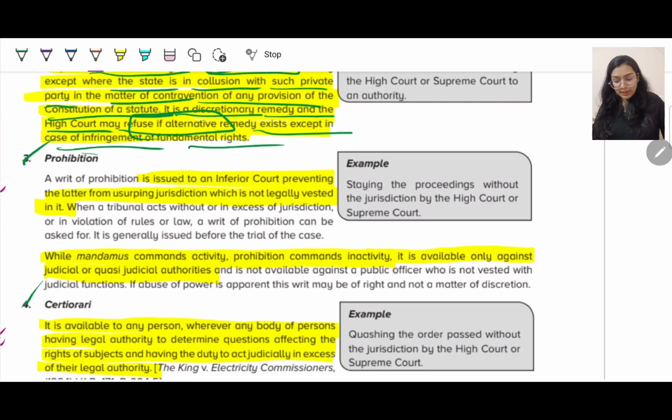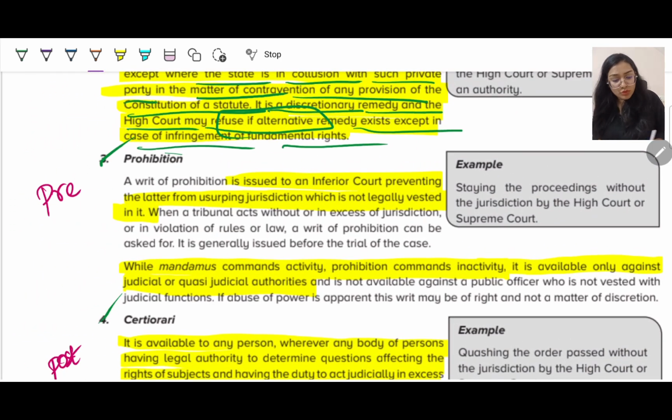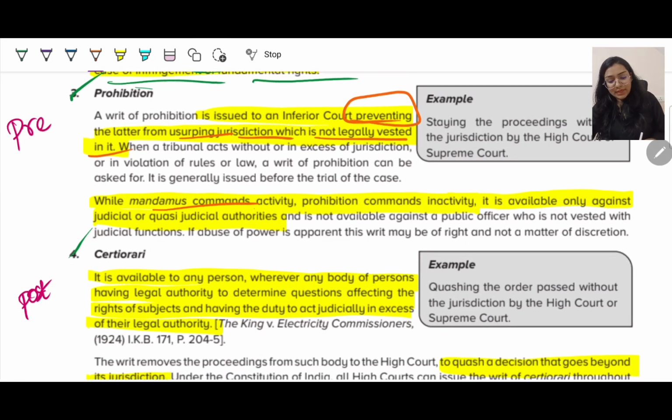Fine. Now let's understand the language. A writ of prohibition is issued to the inferior court, preventing the latter from usurping jurisdiction which is not legally vested in it. I am preventing you: listen, inferior court, A court, X court, this is not even in your jurisdiction, so please don't accept this case. So I am preventing you from doing this. Fine. Mandamus commands activity, prohibition commands inactivity. Mandamus says you have to do this, this is my command.